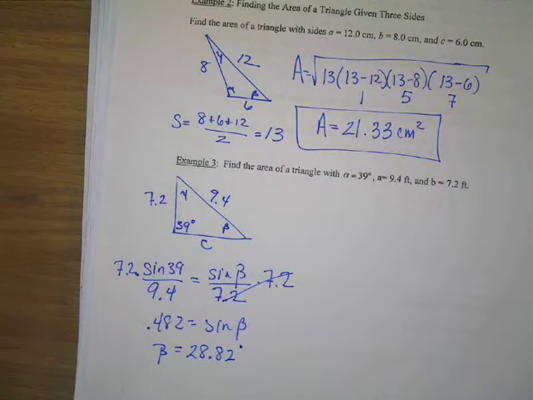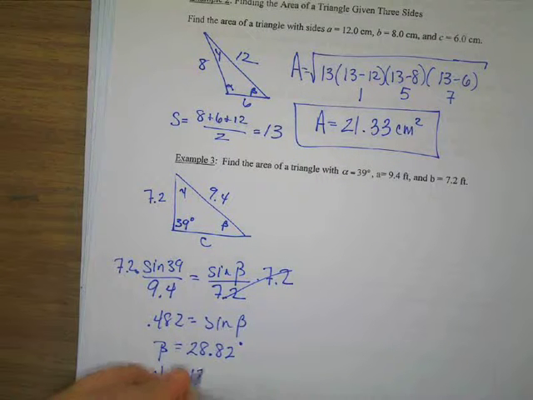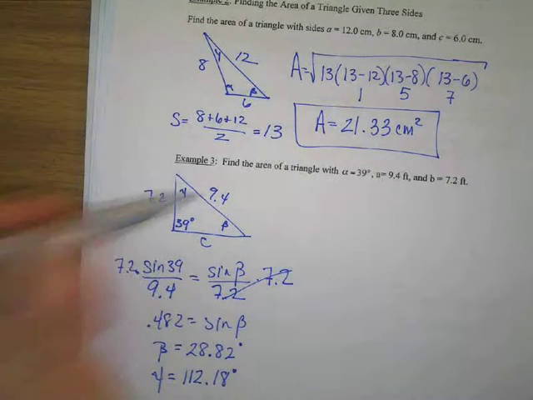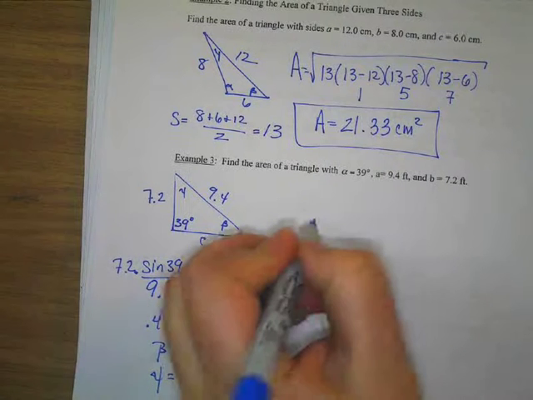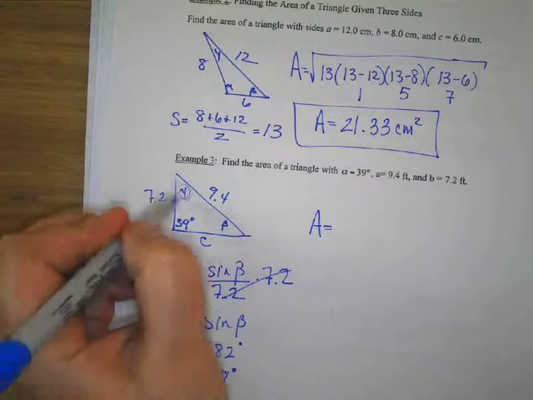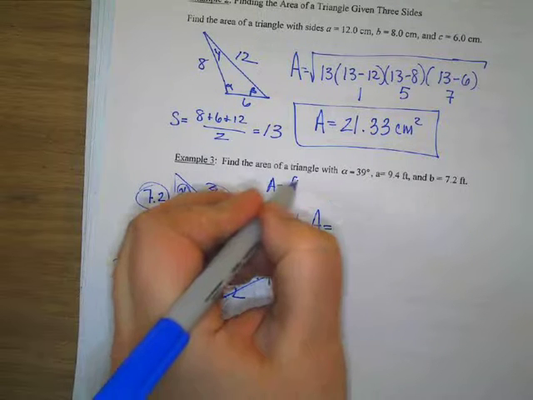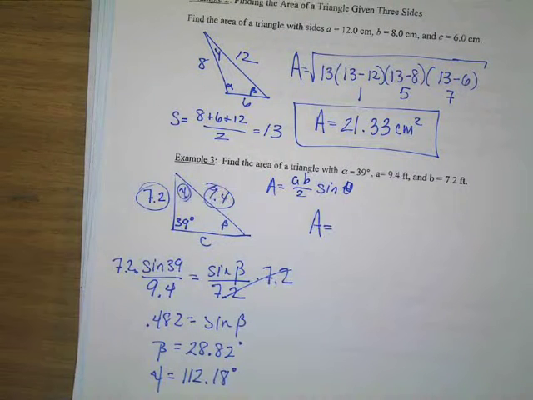Okay, now that we have beta, what are we going to find? Gamma. Now we have side, angle, side. So now that we have gamma, we have side-angle-side. So now we can take the two sides, multiply, divide by 2, and then tack on the sine of the angle.